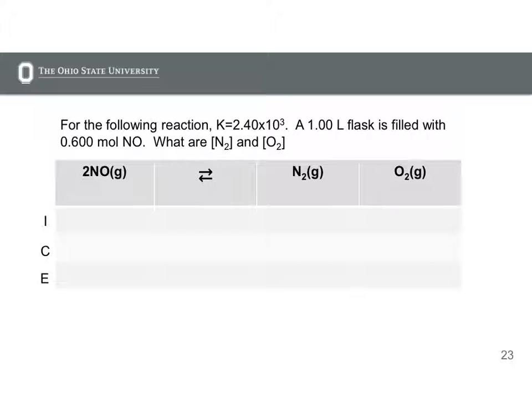So we've got a reaction. This is our nitrogen monoxide in equilibrium with nitrogen and oxygen. The K value is 2.4 times 10 to the third. We have a 1 liter flask. It's filled with 0.6 moles of NO, so it's 0.6 moles per liter. We only have reactants to start with. We want to figure out what N2 and O2 are at equilibrium. I'll let you guys work on that. Again, feel free to talk with your neighbors.